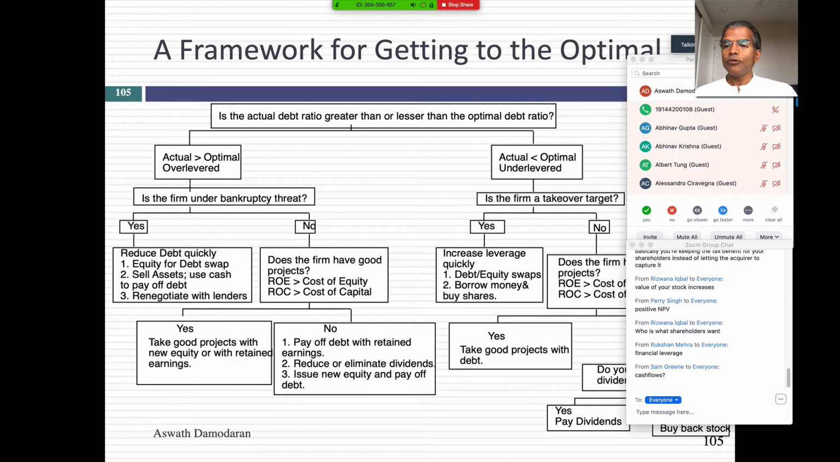Okay, so let's move to the more unpleasant scenario. What if your firm is over-levered? What if the actual debt ratio is greater than the optimal? There again, you have to stop and ask a question about immediacy. But here your question is not, am I going to be a takeover target? It's, am I under threat of bankruptcy? If you're under threat of bankruptcy, you need to do something quickly, right?